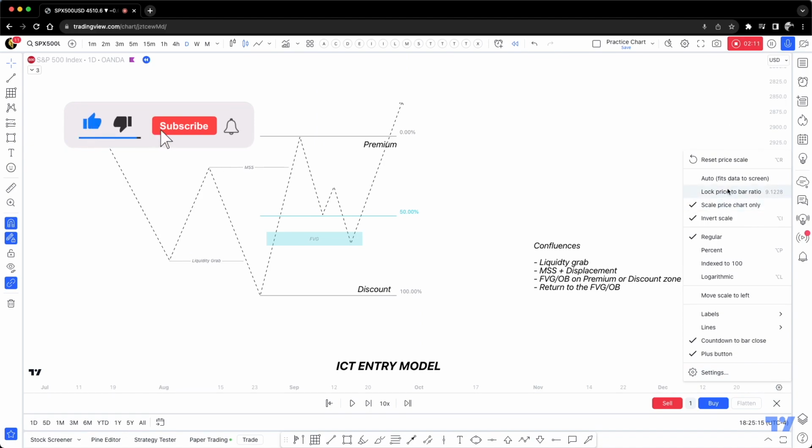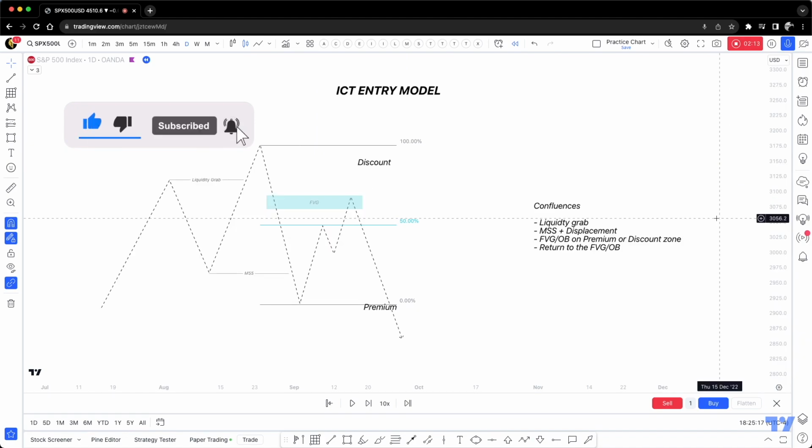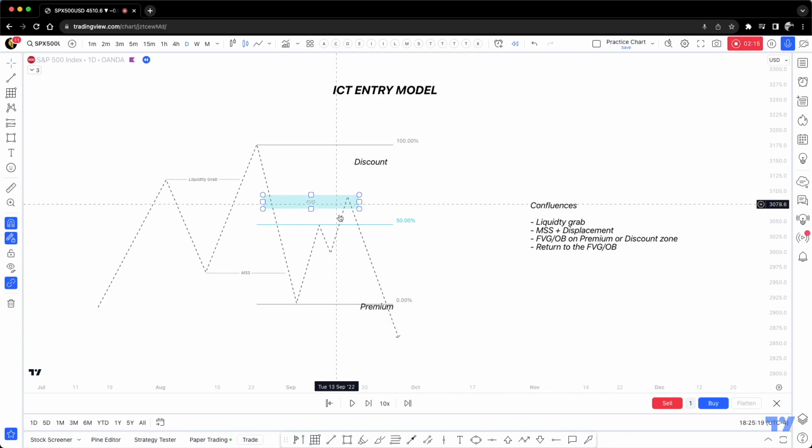So you want to see the price actually returning to that fair value gap, and this is where we're going to be entering. Okay, so I will show you actually what you can do and how you can make this type of entry. So let's go on the charts.